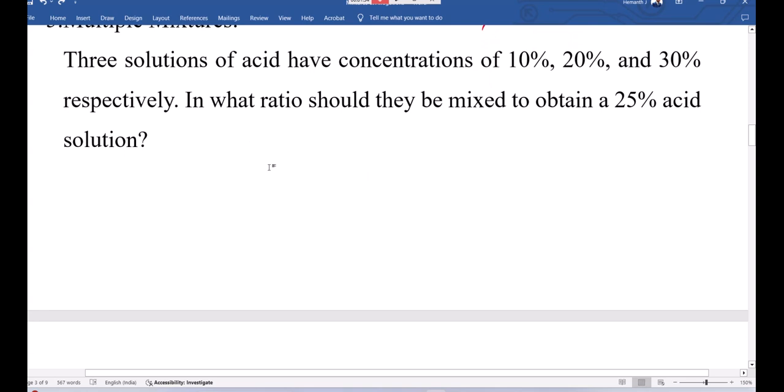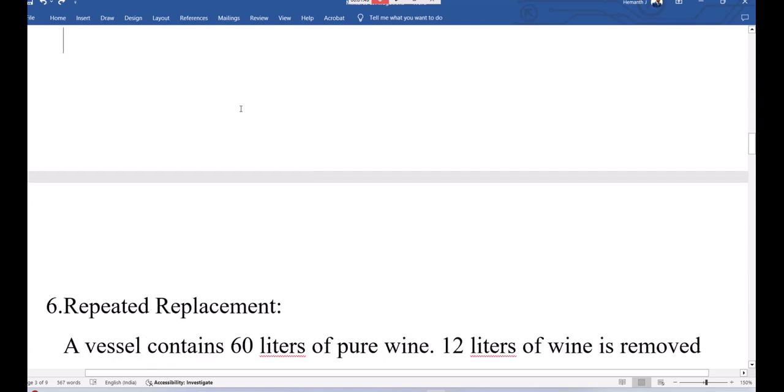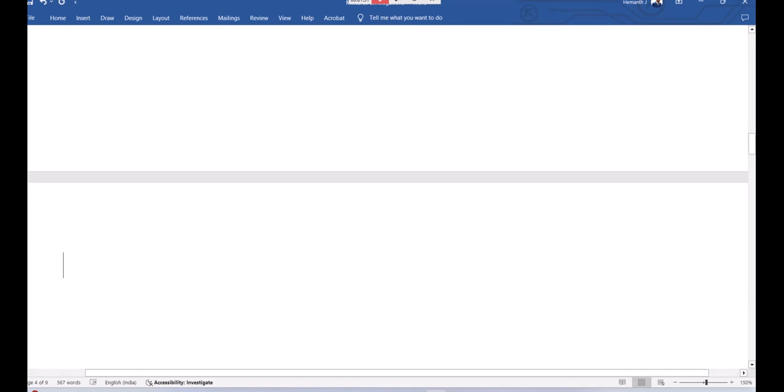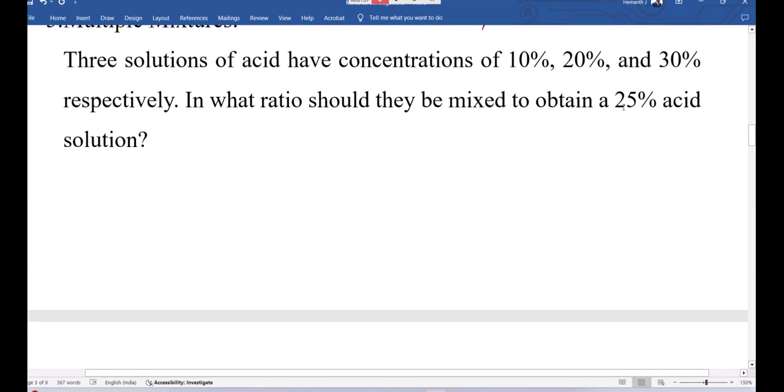Now 10, 20, 30. Is mixing 25 possible or not, first of all? Possible. 25 is less than 30, more than 10. More than the minimum value, less than the maximum value, so it's possible. Now, you have to take 2 at a time only. You cannot take all 3 at a time. So I have to take 2 at a time. Don't take 10, 20 and 25. Mixing 10 and 20 to get 25 is not possible. So you should take the combination 10, 30, 25.